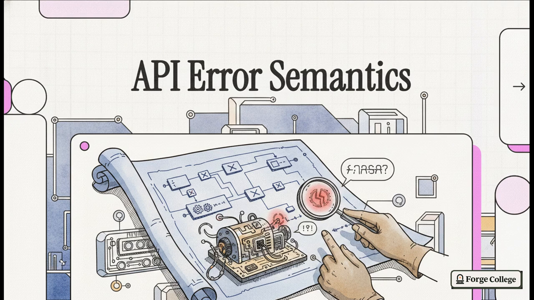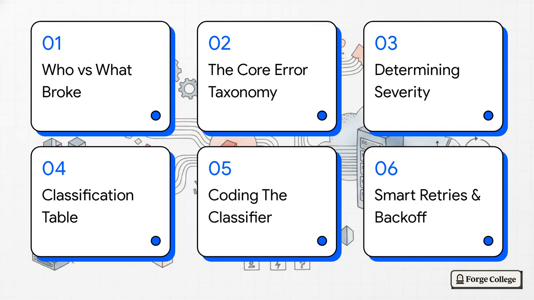Look, fixing any complex machine always starts with understanding exactly how it's screaming at you when it breaks. So today, we're going to learn how to translate those screams into deterministic code. So here is our schematic for today's build. We're going to cover everything from shifting our architectural mindset down to the core error taxonomy, determining severity, building our classification table, coding the actual classifier, and finally, setting up smart retries and backoff.